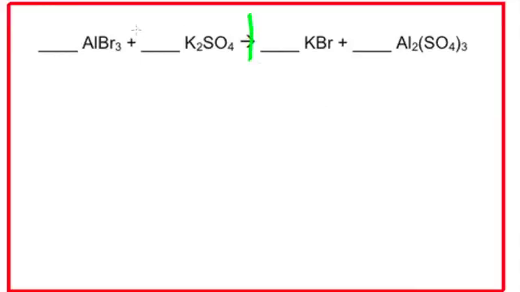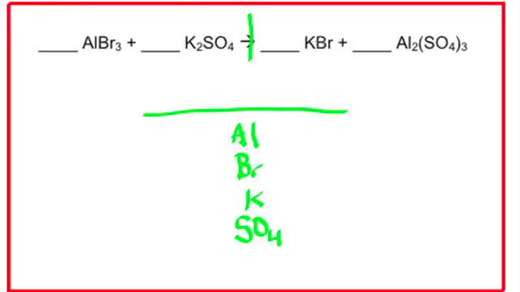So remember, we have our reactants and our products. Al is right there, followed by a Br, a bromine. We have a potassium, and we have the sulfate group. So instead of writing S and O separate, I'm going to write SO4 as a whole group here. And that's going to be the same on this side. K and Br, Al, and SO4 group. So we're good. So my reactant side and my product side, I'm just going to count them up.